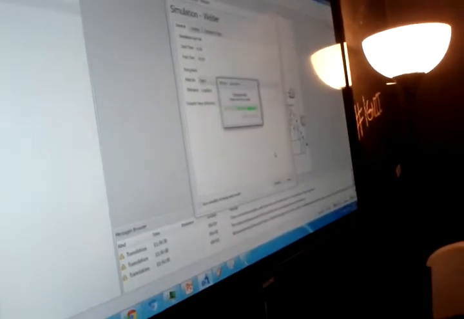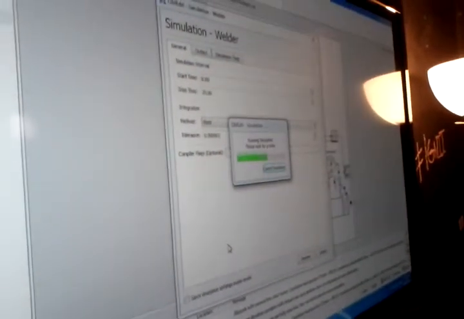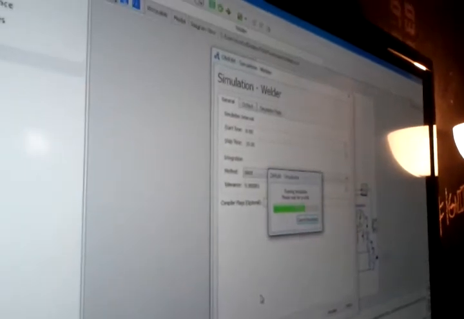So by running that simulation, this is just a generic model because we didn't have the exact specs of the welder that they were using here. But if we had those, then this could become an indication of how the welder ought to behave given those inputs. So we'll just let that simulate.